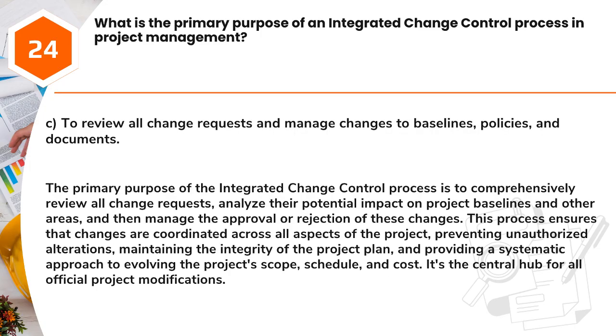Answer: C. To review all change requests and manage changes to baselines, policies, and documents. The primary purpose of the integrated change control process is to comprehensively review all change requests, analyze their potential impact on project baselines and other areas, and then manage the approval or rejection of these changes. This process ensures that changes are coordinated across all aspects of the project, preventing unauthorized alterations, maintaining the integrity of the project plan, and providing a systematic approach to evolving the project's scope, schedule, and cost. It's the central hub for all official project modifications.